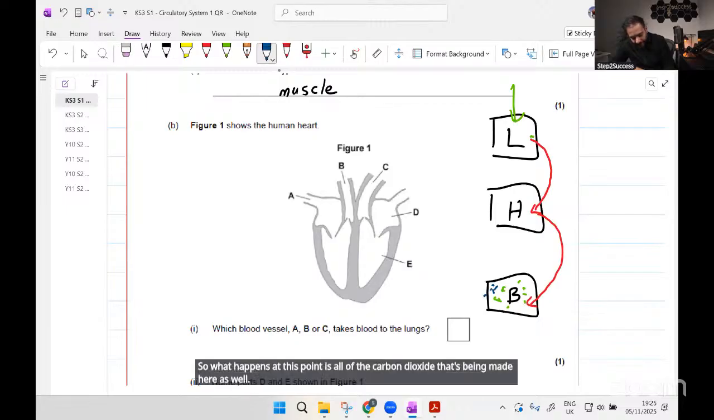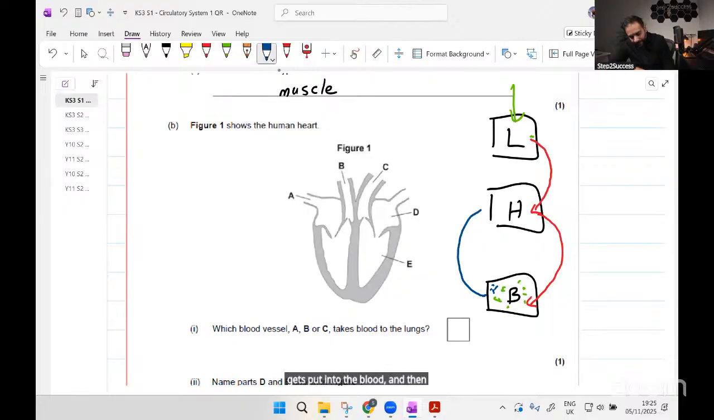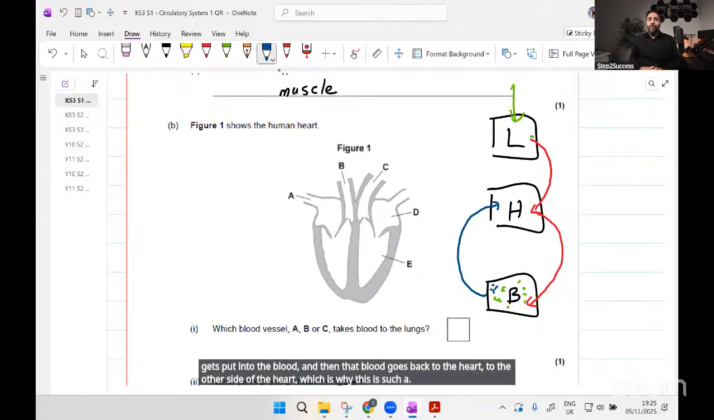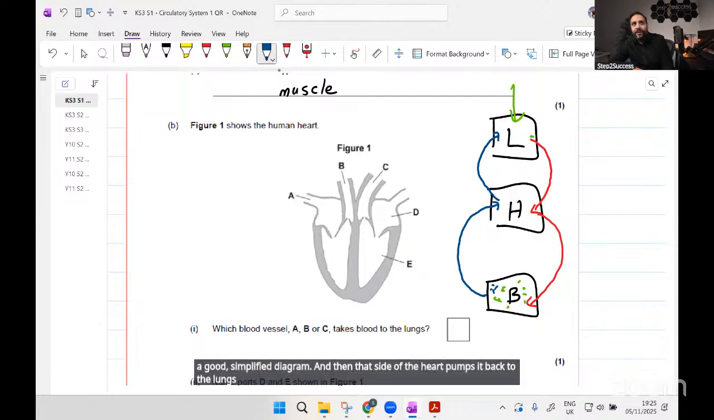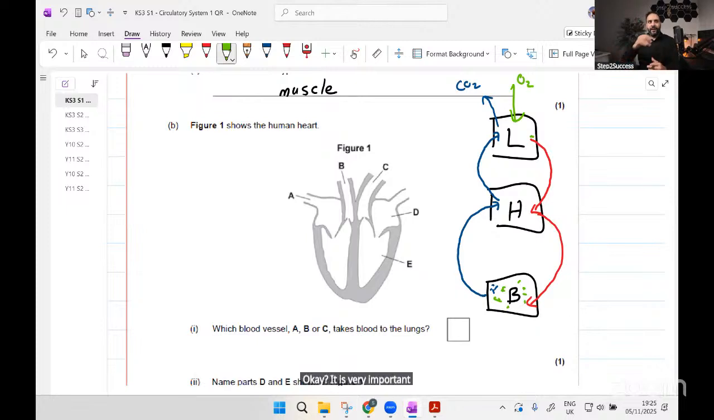So what happens at this point is all of the carbon dioxide that's being made here as well gets put into the blood, and then that blood goes back to the heart, to the other side of the heart, which is why this is such a good simplified diagram. And then that side of the heart pumps it back to the lungs, at which point we breathe out the carbon dioxide. Okay? It is very important, this little simplified diagram of what is happening here. It is the least that you need to know about this topic.